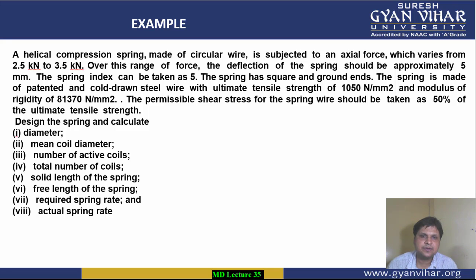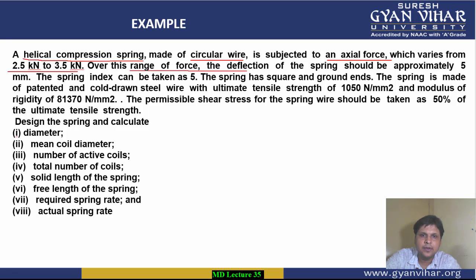So this is the next question, student. Let's read out the question and see what values are given. In the numerical, it is saying that a helical compression spring made of circular wire. Alright, the cross section is circular. It is subjected to axial force which varies from 2.5 kilonewton to 3.5 kilonewton. They have not given you the exact value of load. They have said that the load is varying between 2.5 to 3.5 kilonewton.